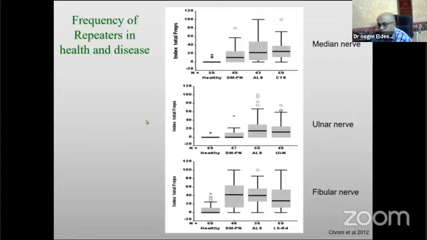The frequency of repeaters is very low in healthy people. We can have a few in some of the nerves in each patient. That is not definitely abnormal. But when it comes to demyelinating polyneuropathy, ALS, carpal tunnel, and so on, then we have an increased chance of seeing repeater F waves. And that is true for all nerves. This is median nerve. This is for ulnar nerve with another entrapment, fibular nerve for another entrapment.